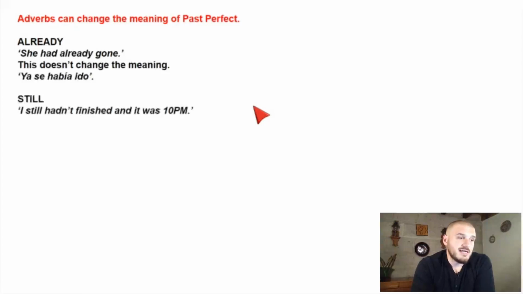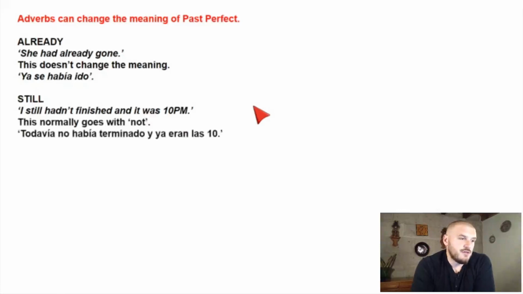Still, I still hadn't finished and it was 10 p.m., if we're telling a story. Todavía, still. This normally goes with not, right? Todavía no. So for example, todavía no había terminado y ya eran las 10. If we're talking about a story, I still hadn't finished and it was 10 o'clock.